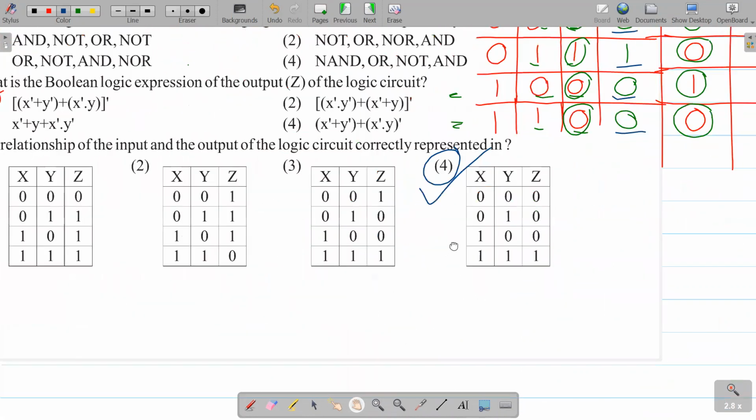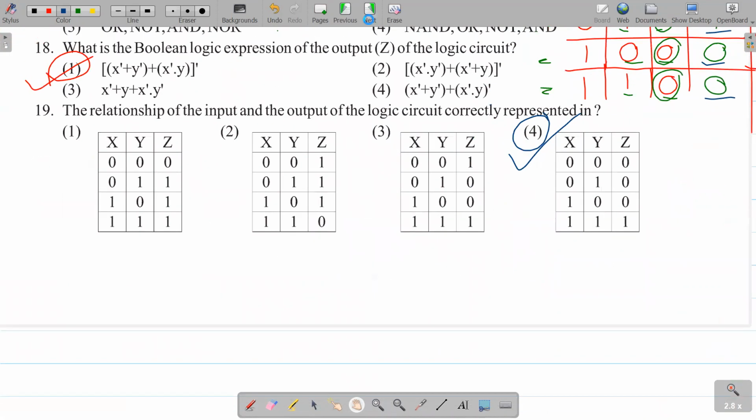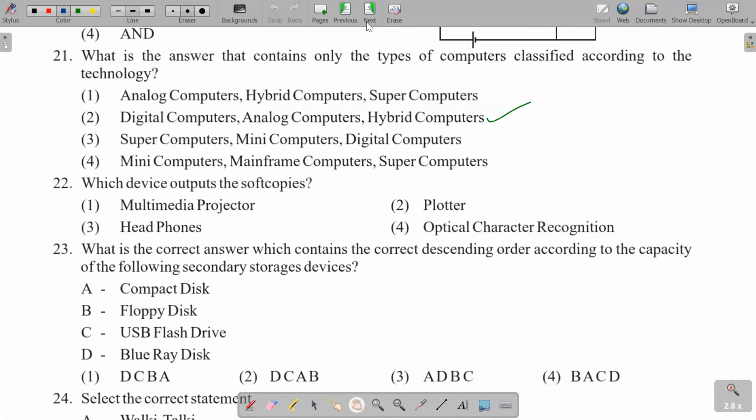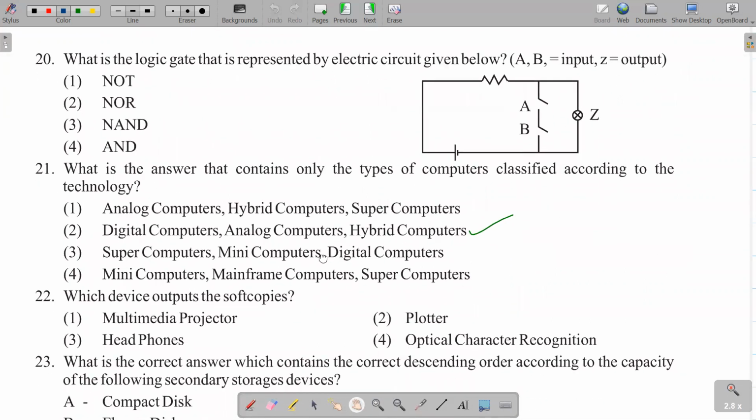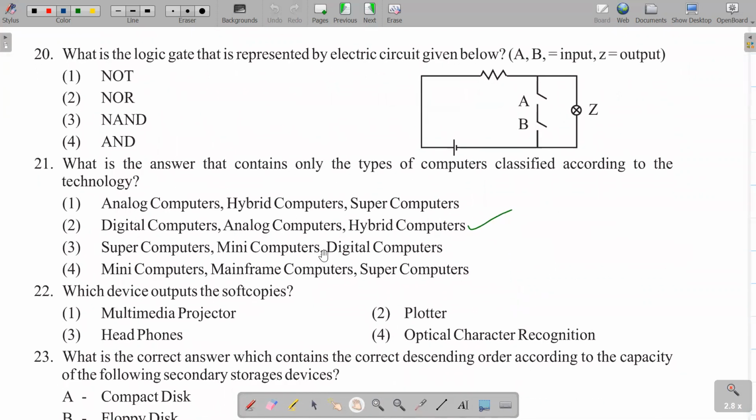So 19 is done. The rest of the things are at the next page. Yeah. So 20th is a little bit tricky question. For that you need some knowledge about the science as well. They're asking, what is the logic gate that is represented by the electric circuit given below? They have said A and B are inputs, Z is the output.